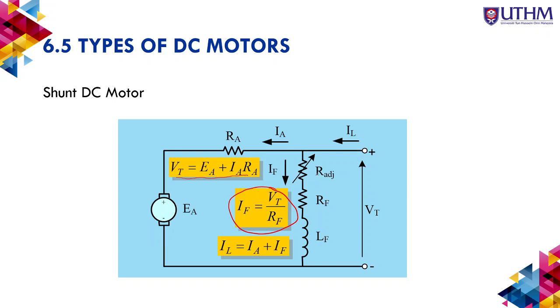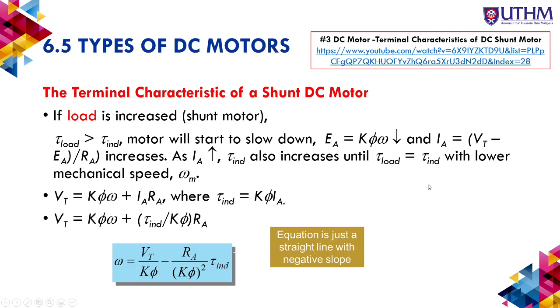Okay, so this one you can ignore, and also this one can be ignored. So just Vt divided by Rf, you can get the If. Okay, since it is parallel, you can see over here this is Il, so it will separate into two. So Il equals Ia plus If. Okay, so then the terminal characteristic of the DC shunt motor.